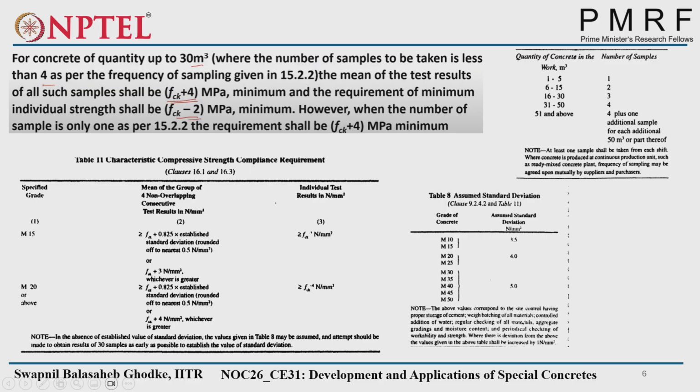For individual, it should be greater than FCK, and for M20 or above, the value FCK plus 0.825 into standard deviation is there. Just we have changed FCK plus 4 here. Here it's FCK plus 3 up to M15, and it's FCK plus 4. So whichever is greater out of those two, we have to consider. And can anyone tell me, to plot the characteristic strength graph or find the standard deviation, how many samples we have to test?